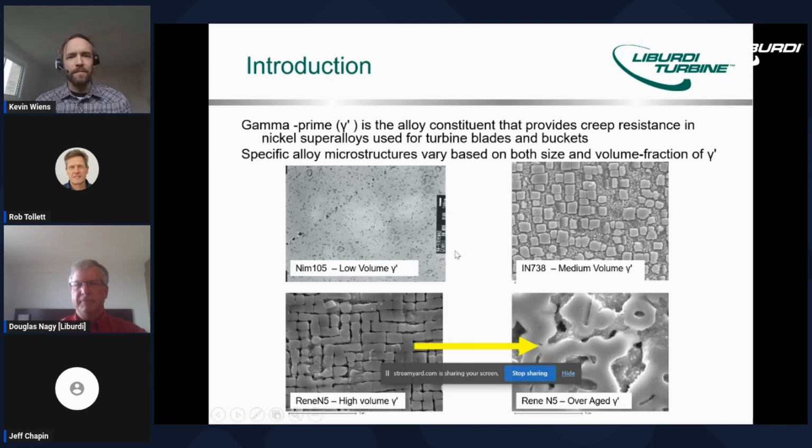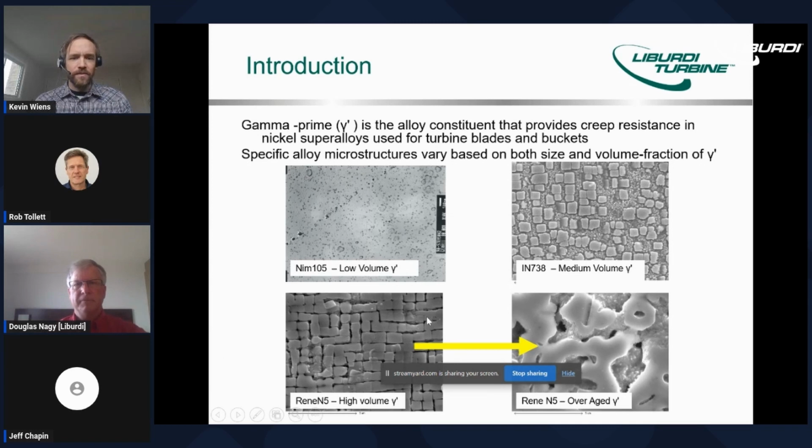And so here we're looking at a bunch of different micrographs of different alloys, showing that the precipitate structures vary from one to the other. And for this reason, each alloy is treated differently in terms of how it's manufactured and how it's considered in terms of what degradation has occurred.